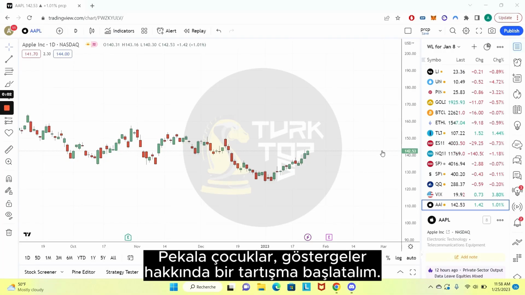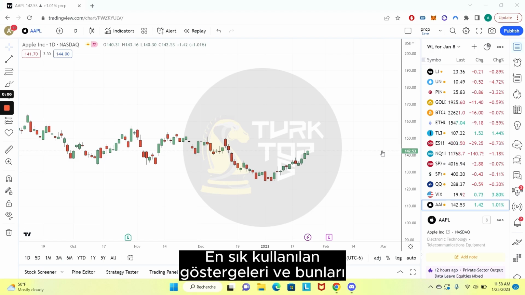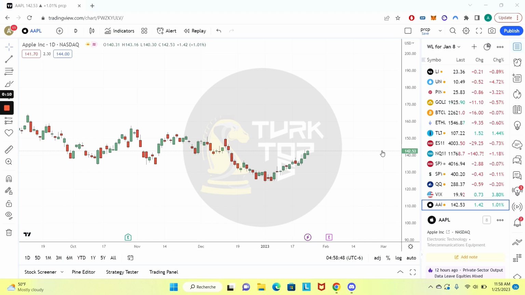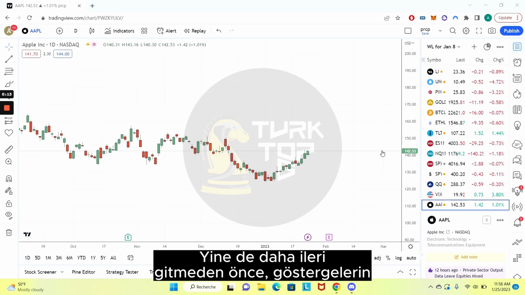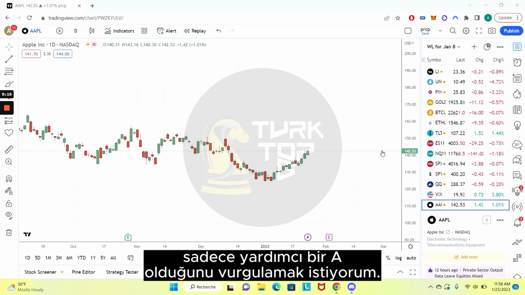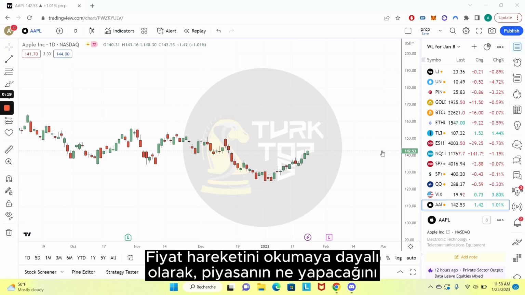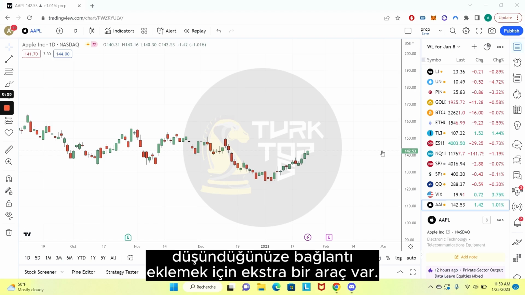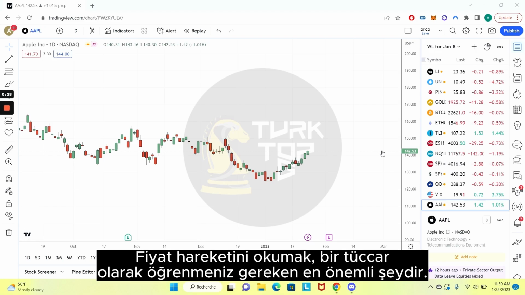Alright guys, let's start our discussion about indicators. We'll be discussing the most commonly used indicators and how I use them in my trading. Before we go further though, I do want to emphasize that indicators are simply a helping aid. They are an extra tool to add confluence to what you think the market will do based on reading the price action. Reading the price action is the most essential thing you need to learn as a trader.